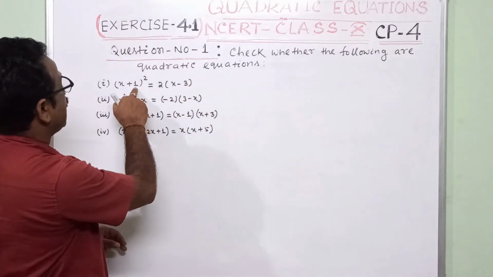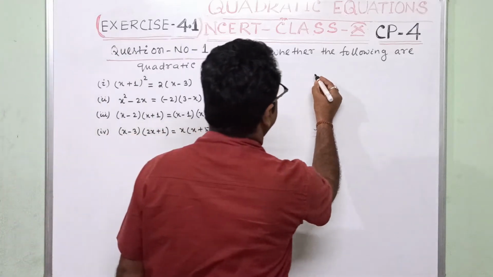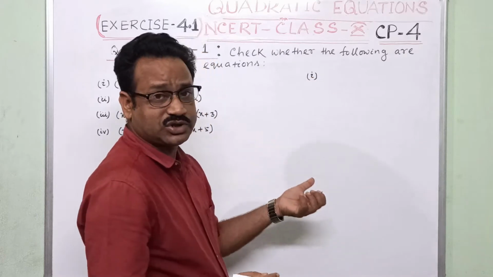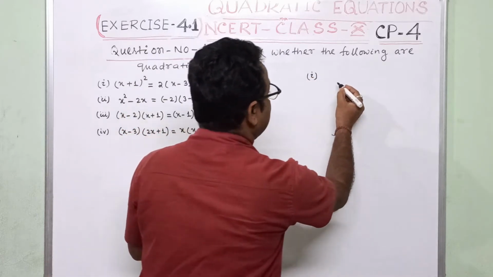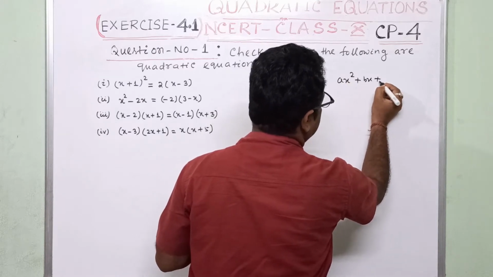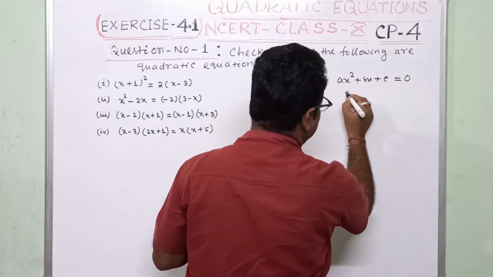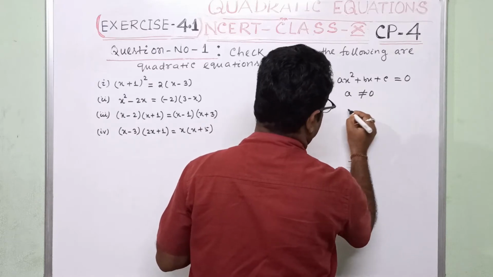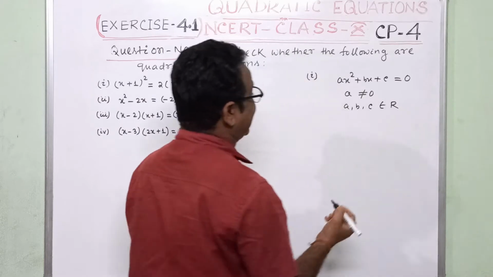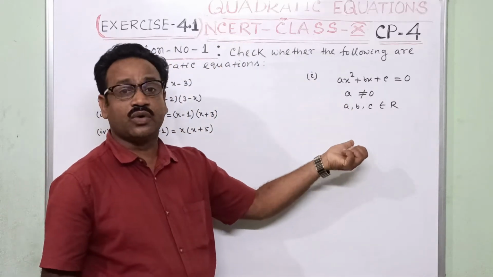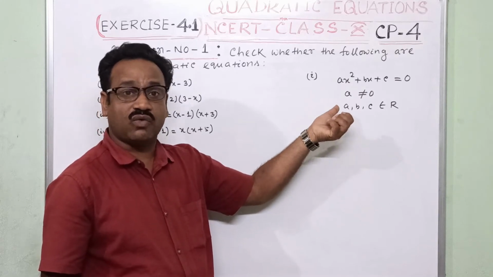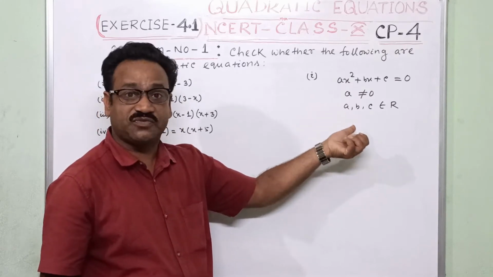Now part 1. Before going to it, I am recalling that a quadratic equation is in the form ax square plus bx plus c is equal to 0, where a is not equal to 0, and a, b, c belong to the set of real numbers. This we already know from the concept part. If you have not watched that video, then watch it first.